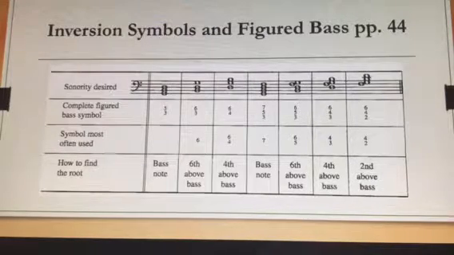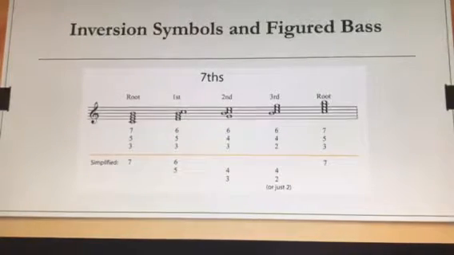Second inversion is 4 above the bass, from D to G, so the D is the bottom of the chord and the G is the root. So it's 4-3. And the third inversion is from F to G. You're going to write 4-2. This is a great example, more clear.